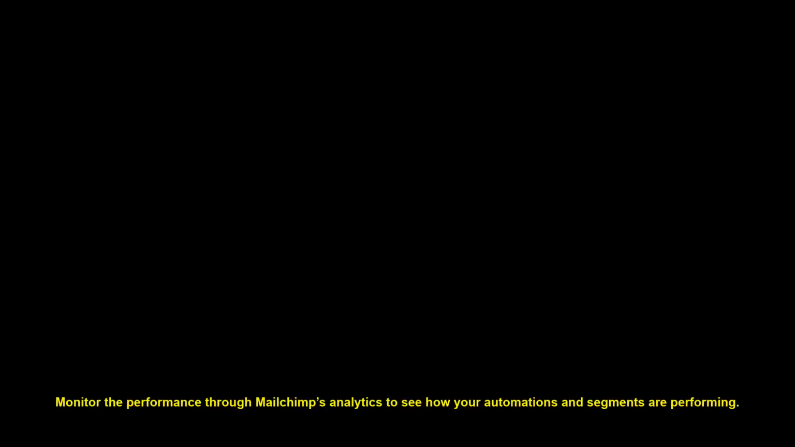Monitor the performance through Mailchimp's analytics to see how your automations and segments are performing. Make adjustments as necessary to optimize results. That's it. You're now equipped to set up Mailchimp automations and segment your audience effectively.